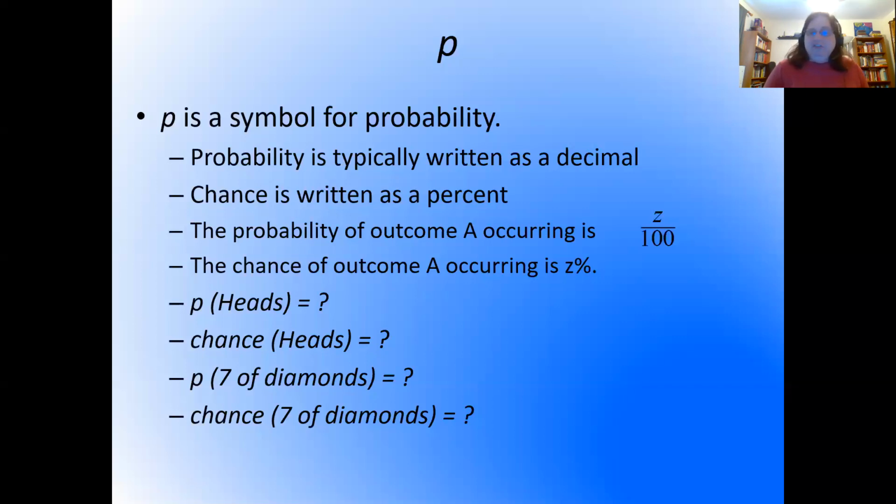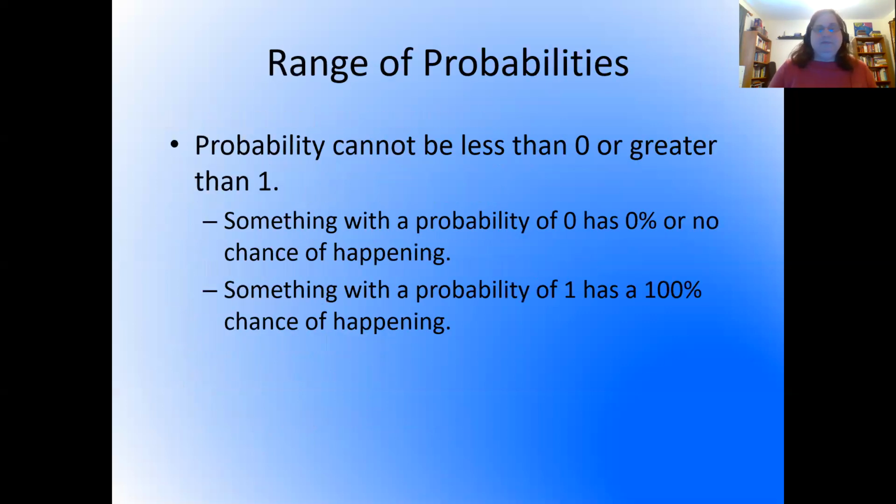And for the chance of 7 of diamonds, just take that number and multiply by 100, and you would get your chance for 7 of diamonds. Okay. So let's talk about the range of probabilities. A probability cannot be less than 0 or greater than 1. That's its full range.